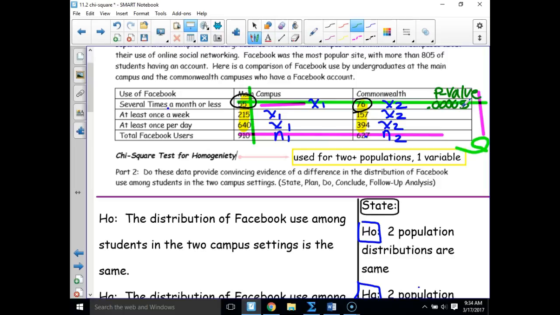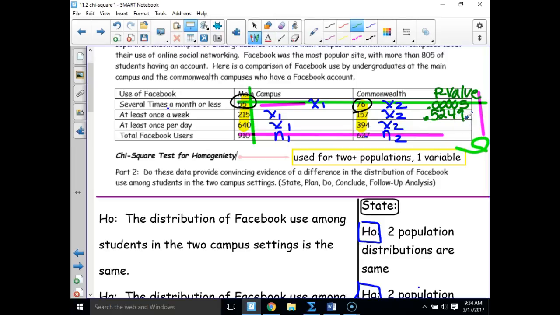So what would we say about the proportion of people at the main campus versus the Commonwealth? We have evidence that they're what? Yeah, that they're not equal, that the proportions are different of people using it several times a month at main campus versus Commonwealth. What was your guys' p-value for these ones? 0.52. Yep, the p-value here is 0.5249. Is the H-naught, is the H-a not equal or not?